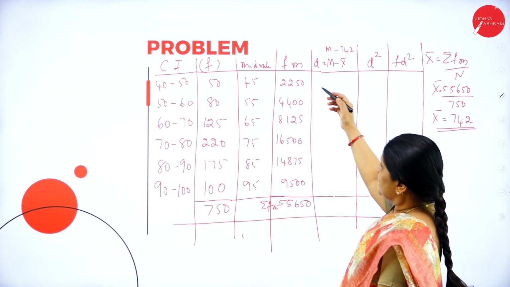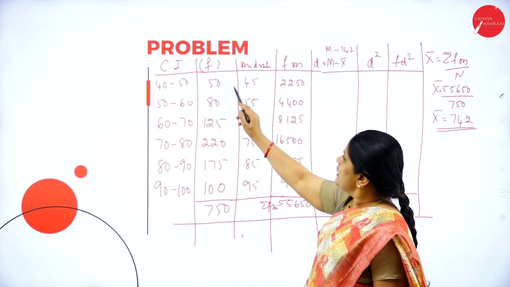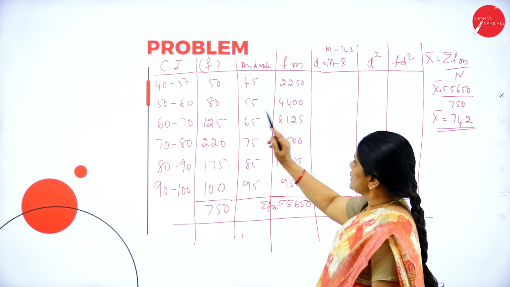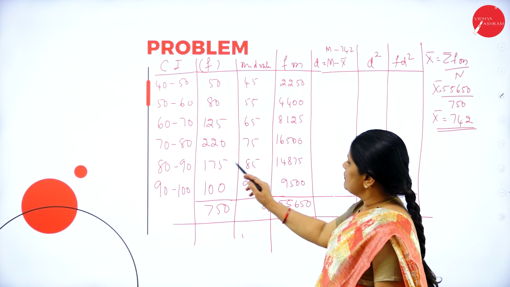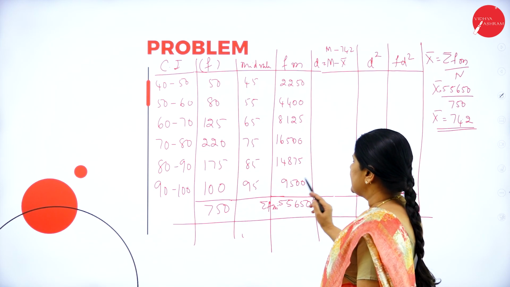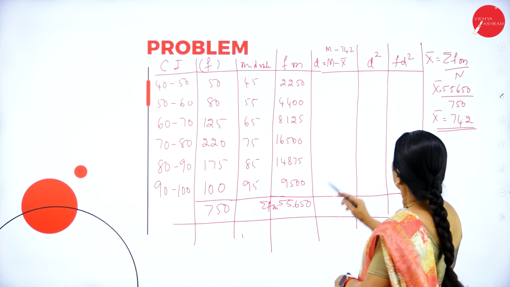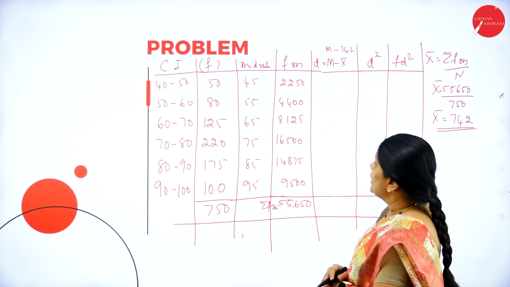So we have the FM column here, that is frequency into mid value. 50 into 45 is 2250, 80 into 55 is 4400, 125 into 65, 220 into 75, 175 into 85, 100 into 95. So we got 55,650. Now I calculated the mean, I get mean value as 74.2.